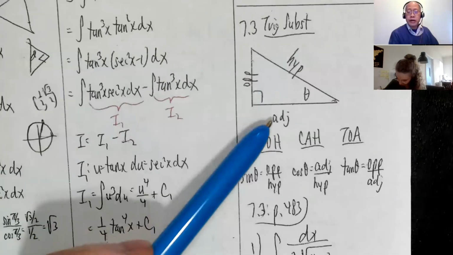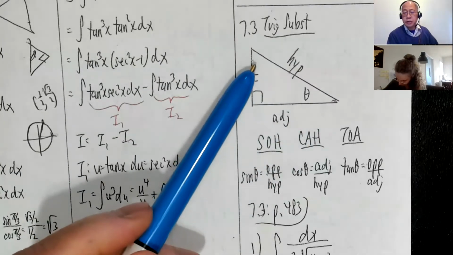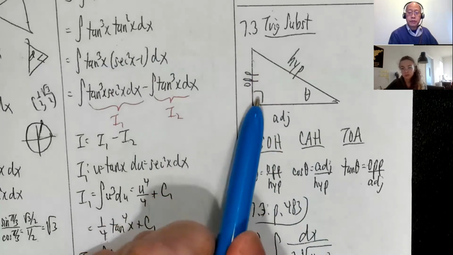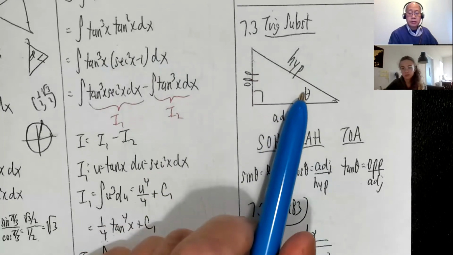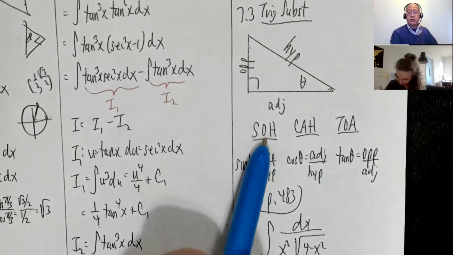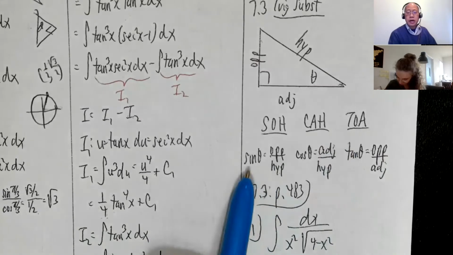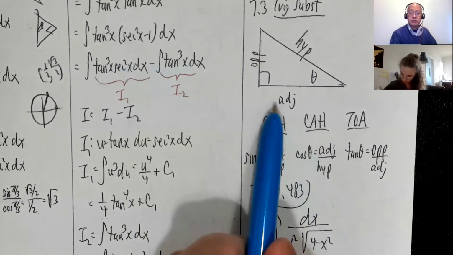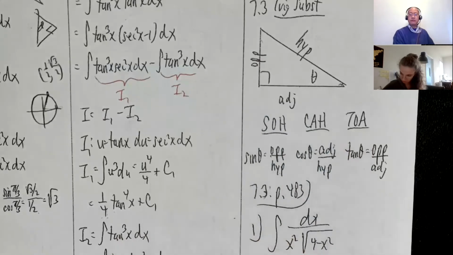Okay, so you have to remember your right triangle trigonometry. And again, you're welcome to put this on your formula sheet if you wish also. Draw a generic right triangle, hypotenuse, right? Some angle theta, opposite, hypotenuse, adjacent. And then our SOHCAHTOA from trig, sine of theta is opposite over hypotenuse, cosine of theta is adjacent over hypotenuse, and tangent of theta is opposite over adjacent.